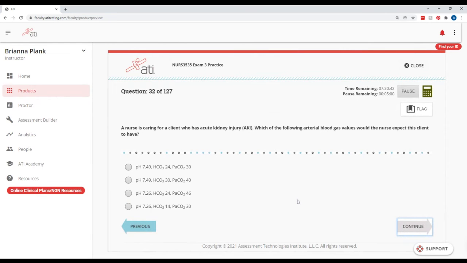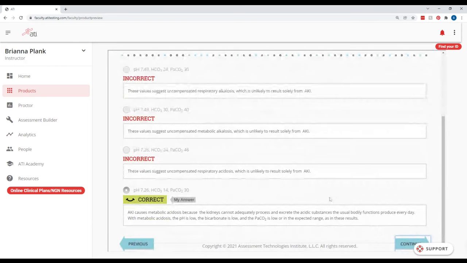Okay, we've got blood gases. What would we expect for a patient who has acute kidney injury? A, D, D. Yeah, that's what I was thinking. So what we're seeing right here is metabolic acidosis.